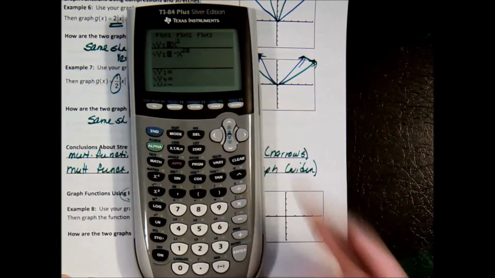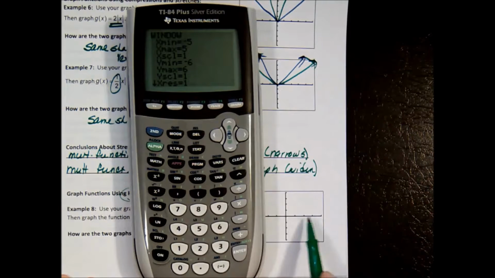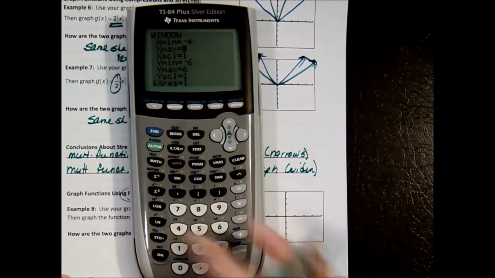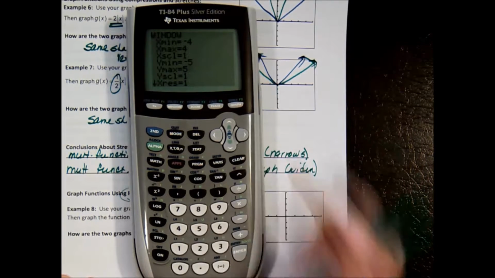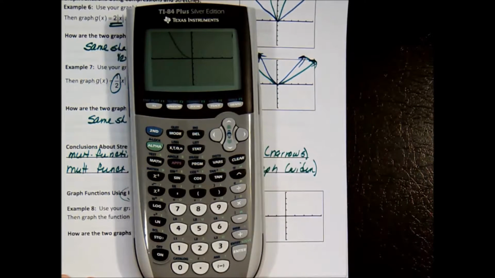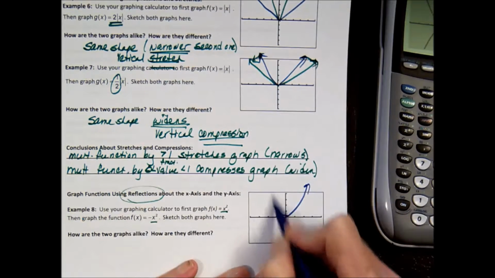For our window, let's change our window a little bit. Let's change it to -4, 4. And then for our y, we'll change it to -5, 5. Hit graph. There's the first one. Now watch what happens with the second one. Oh, where did it go? So let's look at the first one. Here is our f of x equals x squared.